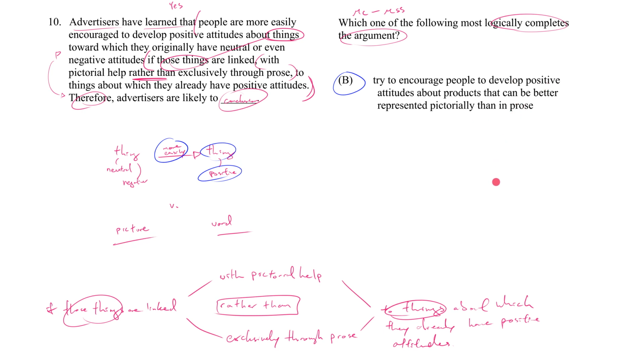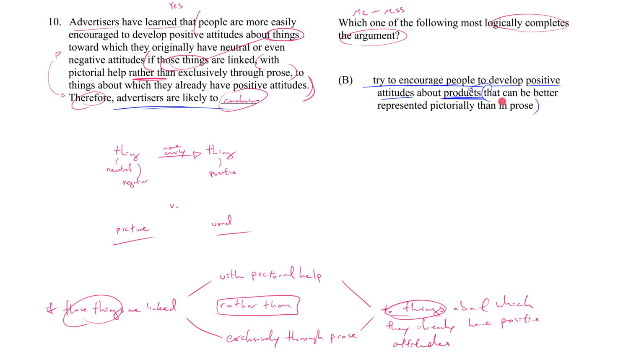Well, again, to find out the answer to that, we have to really understand what B is trying to say. What is B trying to say? Advertisers are trying to encourage people to develop positive attitudes about products. What kind of products? The rest of this just describes the type of products that advertisers are likely to try to encourage people to develop positive attitudes about.